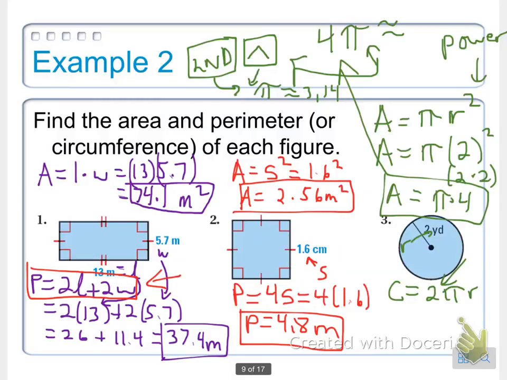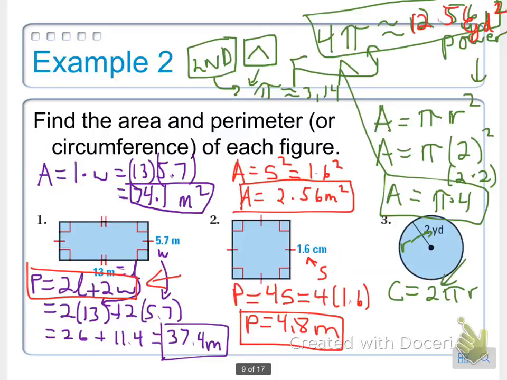So if I do that, 4 second caret key, which will give me pi, is 12.56. And remember, that was in yards to the second power. Okay, I'll write that again in a different color just so you can see it better. 12.56 yards to the second power. Okay? Go back to green.